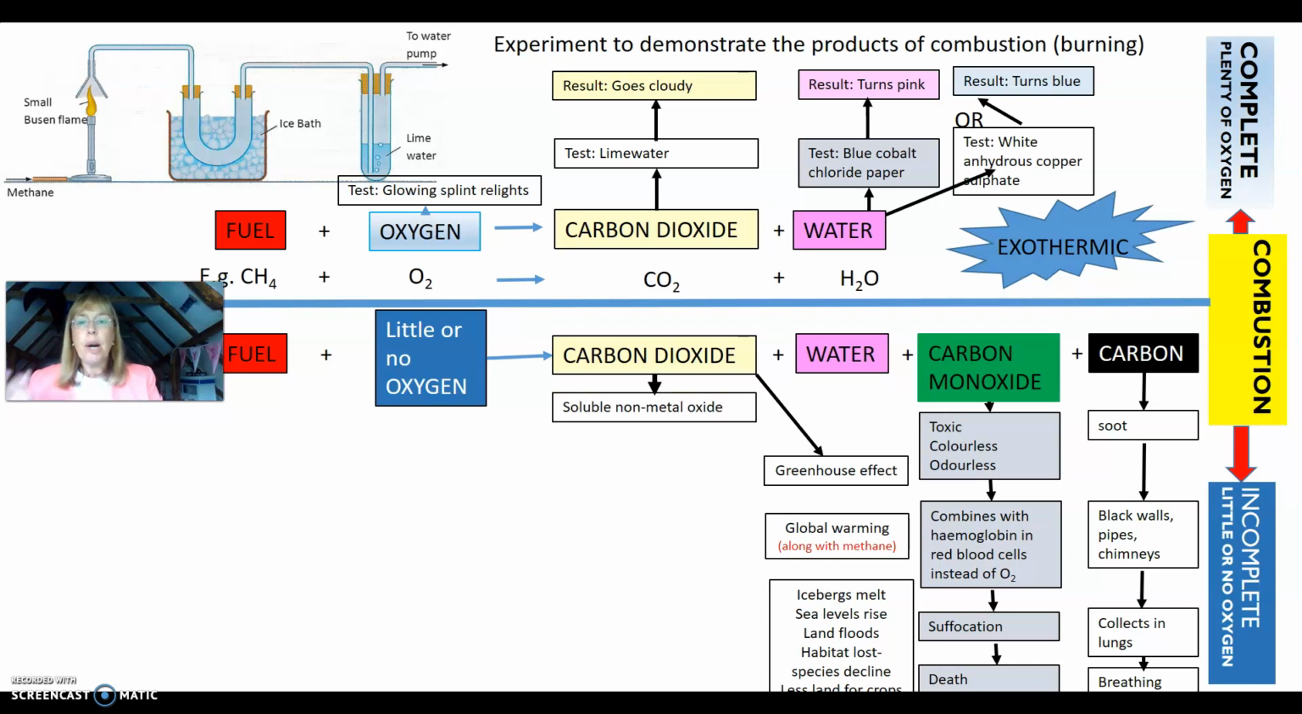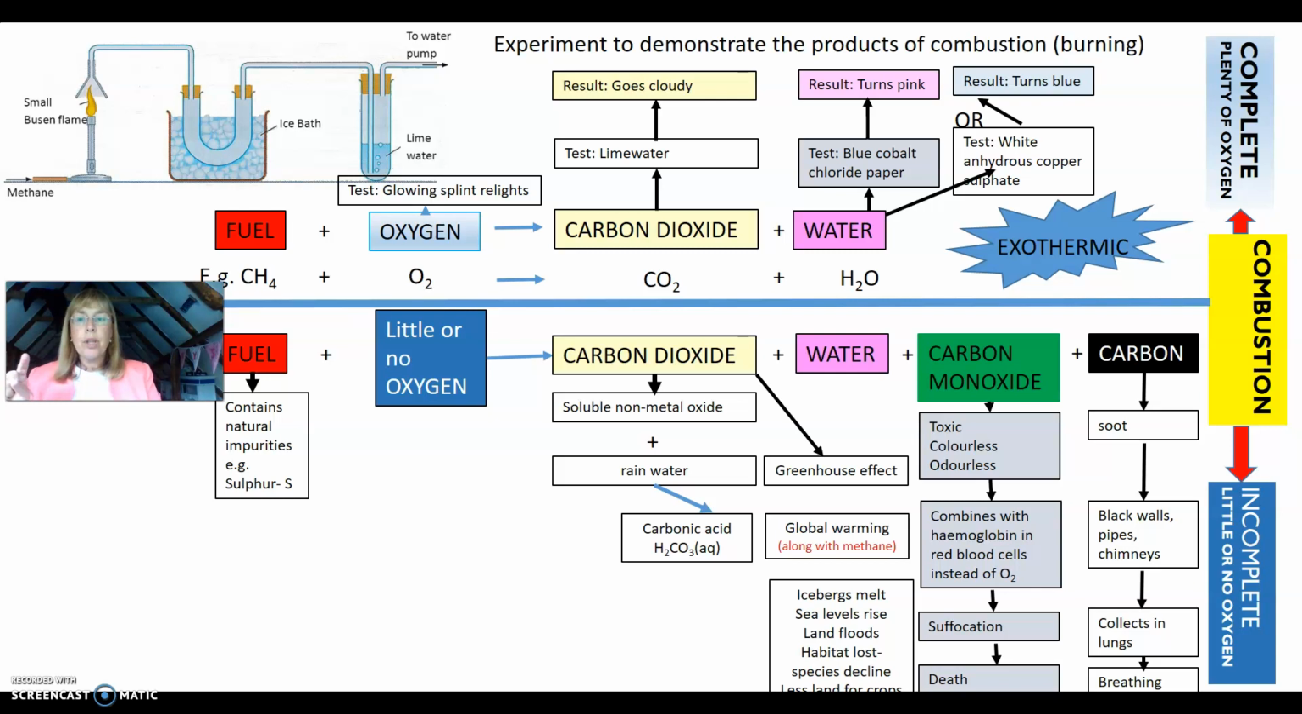The other issue with carbon dioxide is that it is a soluble non-metal oxide. Now we know that metal oxides form alkalis. Non-metal oxides tend to form acids. So what happens is this acid forms in the rainwater, and if it's carbon dioxide, you end up with carbonic acid, H2CO3.